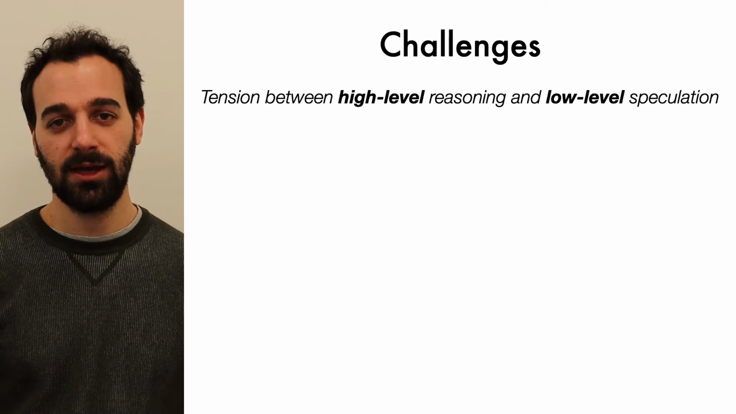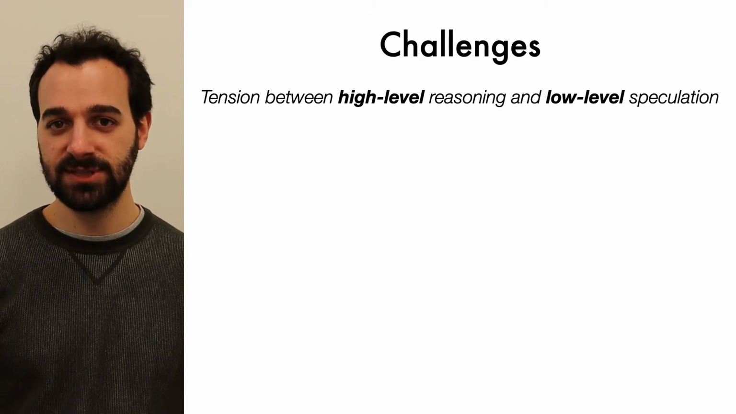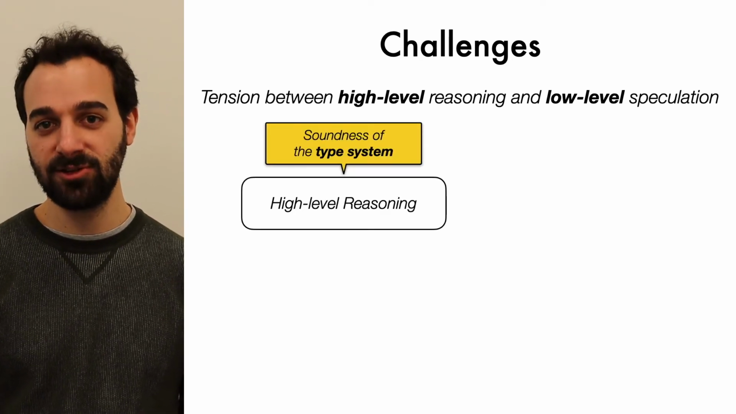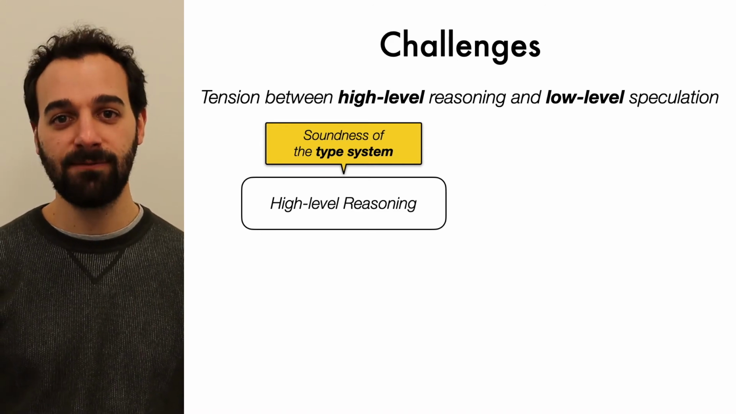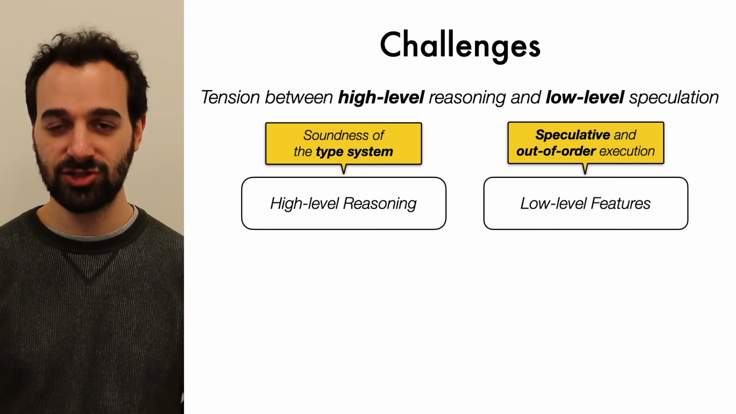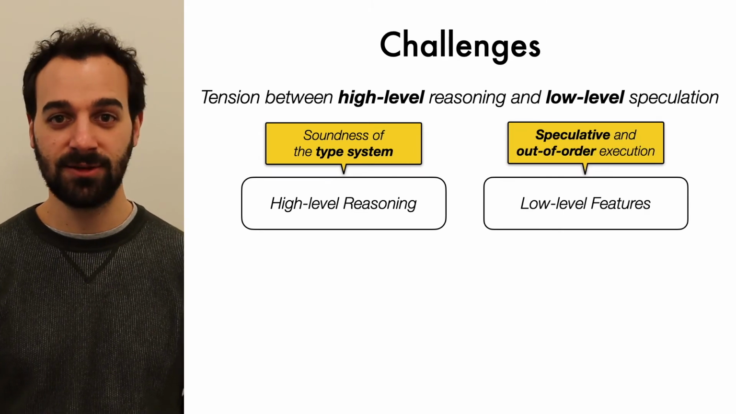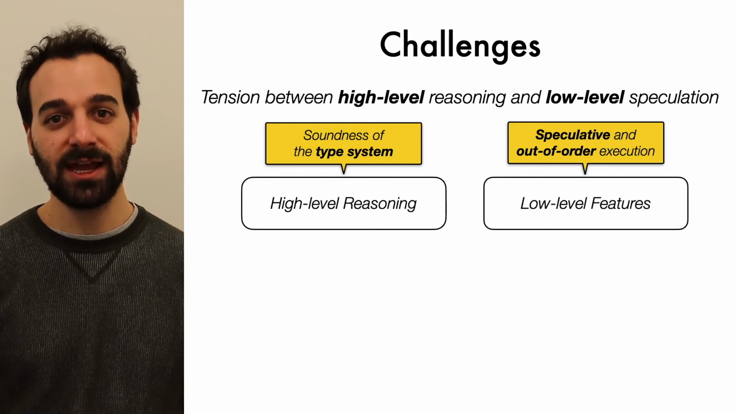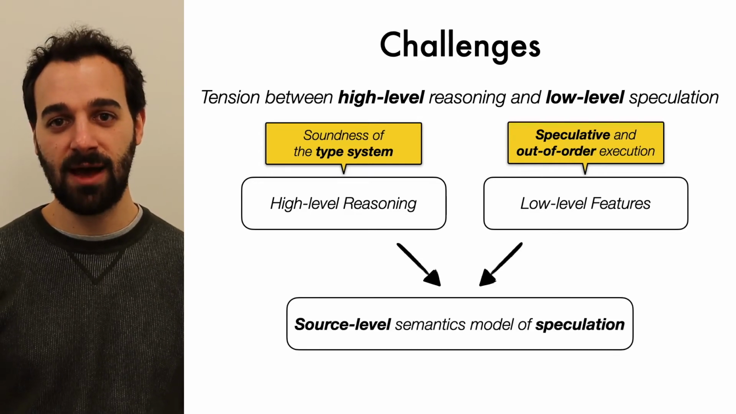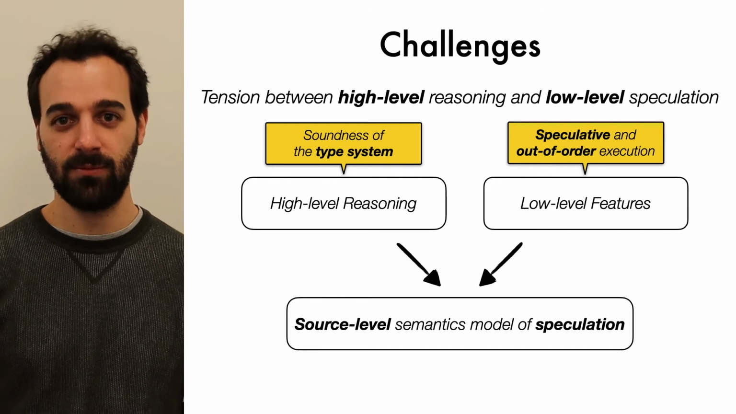One of the goals of Blade is to enable source-level reasoning about the absence of speculative leaks. In order to prove our type system sound, we need high-level reasoning principles. However, the effects of speculation manifest only at the very low machine level. Clearly, there is a mismatch between the two. We reconcile this tension by giving the first source-level semantics model of speculation.